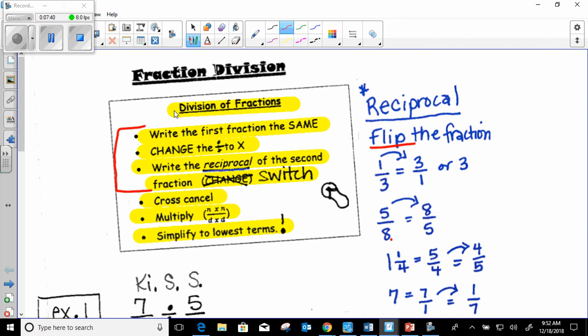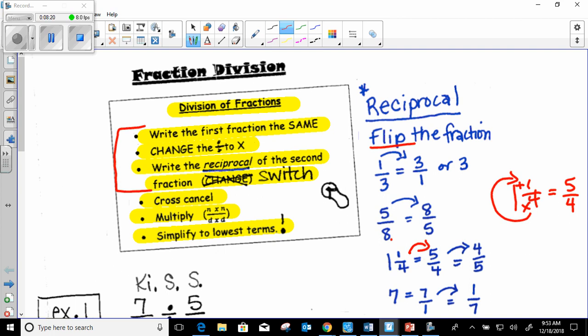What about 1 and 1/4? That's a mixed number. So you have to change it first to an improper fraction. Do you remember how to do that? You're going to go around the world. We're going to multiply and plus. Remember? Multiply and plus. 4 times 1 is 4 plus 1 is 5 over 4. What's the reciprocal of 5 over 4? You have to flip it. What is it? 4 over 5. That's the reciprocal. That's flipping it.